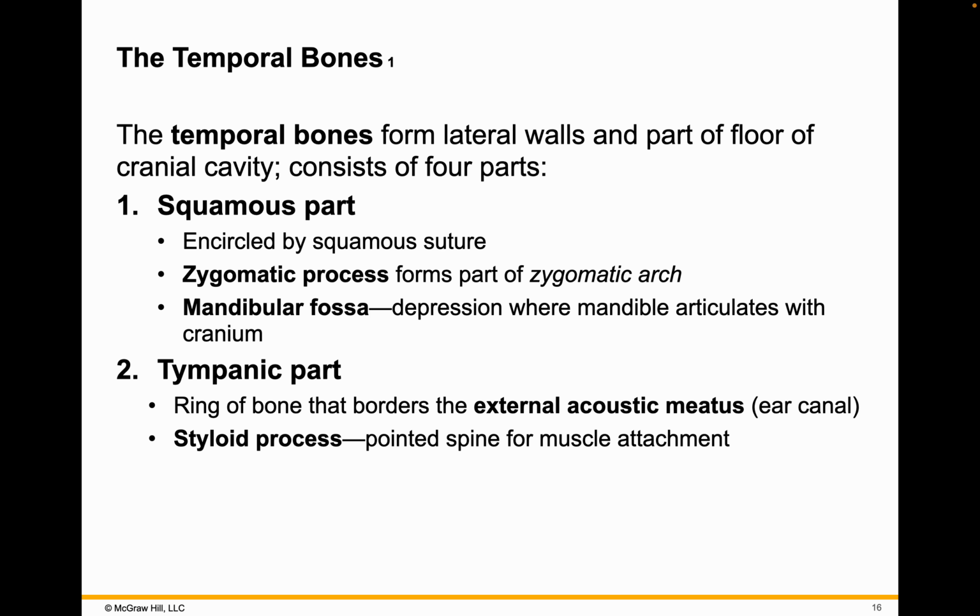The second region would be the tympanic part. It's a ring of bone that borders the external acoustic meatus, which is typically referred to as the ear canal. There is also a styloid process in the tympanic part, which is a pointed spine for muscle attachment. I would caution you, though, that there are several different styloid processes throughout the skeletal system, but they all look basically the same. They get the name because they're shaped like a pen or stylus.